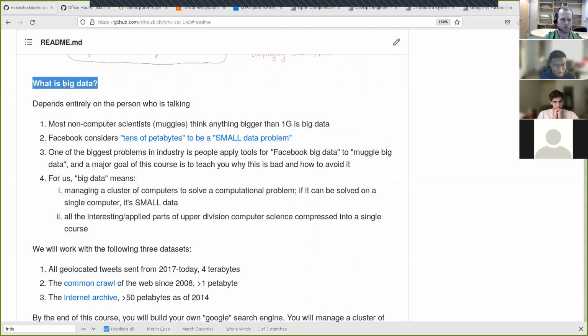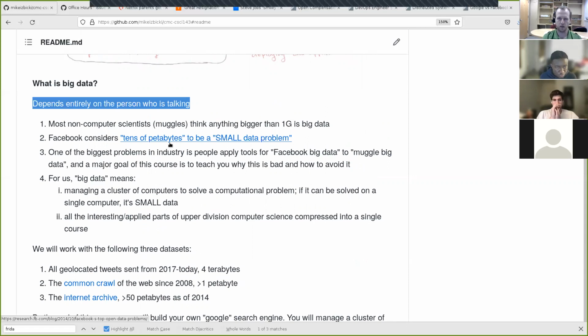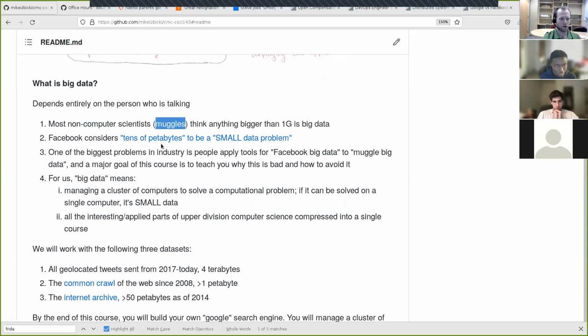Diving a little deeper, we'll start with: what is big data? The answer depends entirely on who is talking. My answer is going to be very different from all the other professors at CMC. I call all of them muggles, because I'm a Harry Potter fan and they think computer science is magic. Muggles tend to think that anything bigger than about 1 gigabyte is big data, that if you can't open it in Excel, or Excel becomes slow, then it's big data. But for our purposes, that's just tiny, microscopic data. I don't even notice data that size.